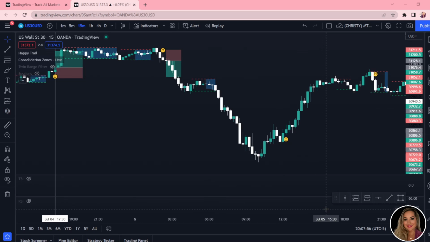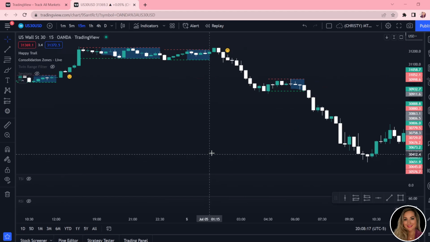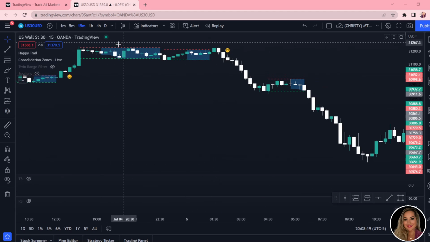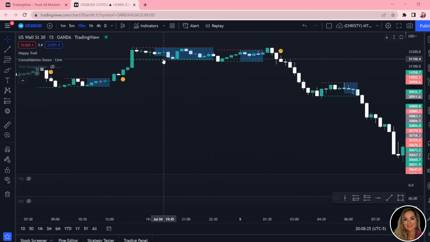So what you're going to do first off is make sure you have the right indicators on for whatever version you're trading. For version 1, all you're going to need is Happy Trail and the consolidation zones on. For those of you who don't know, the consolidation zones indicator is these blocks that you're seeing here that have the dotted lines above them. I'll turn it off so you guys can see. But when I turn it back on, you'll see that that's what it looks like.